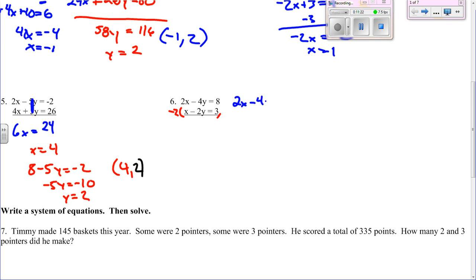2x minus 4y equals 8. On the bottom is negative 2x plus 4y equals negative 6. Now I can add them together. Those cancel. Those cancel. 0 equals 2. Does 0 equal 2? Never. So it's no solution.